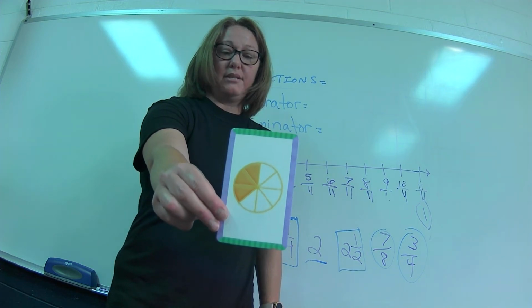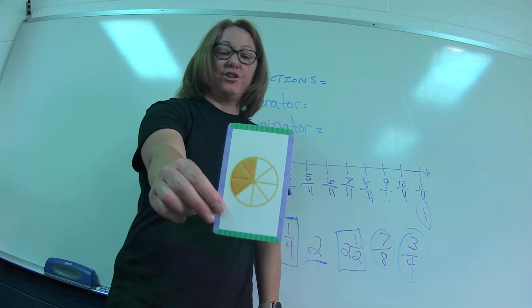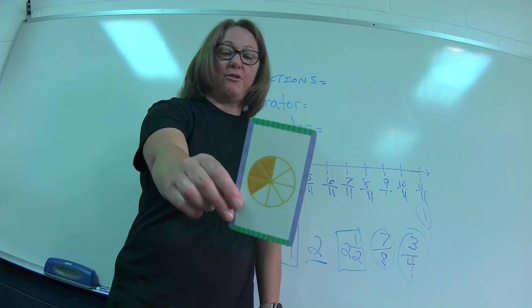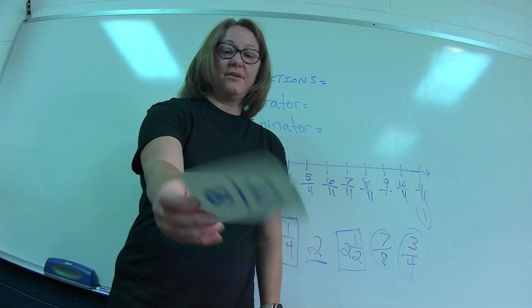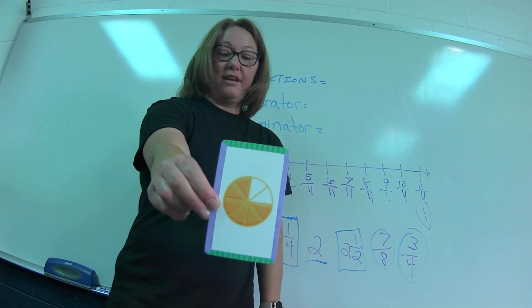Here, if you count the total number, this is like a pizza. It has 8 pieces. You've cut the pizza into 8 pieces. And you decide you're going to eat 3 pieces of the pizza. So you have eaten 3/8. You still have 8 pieces.